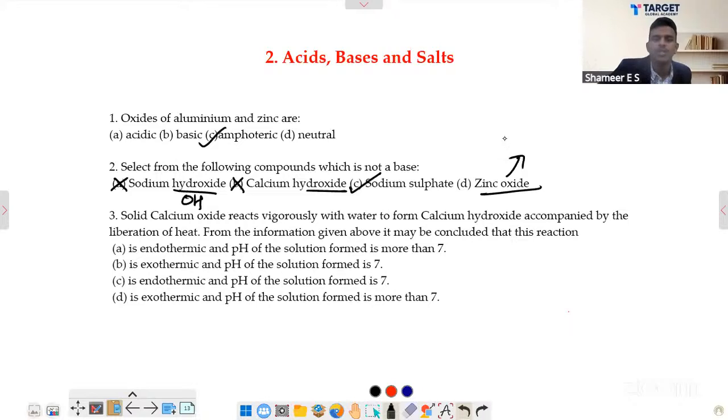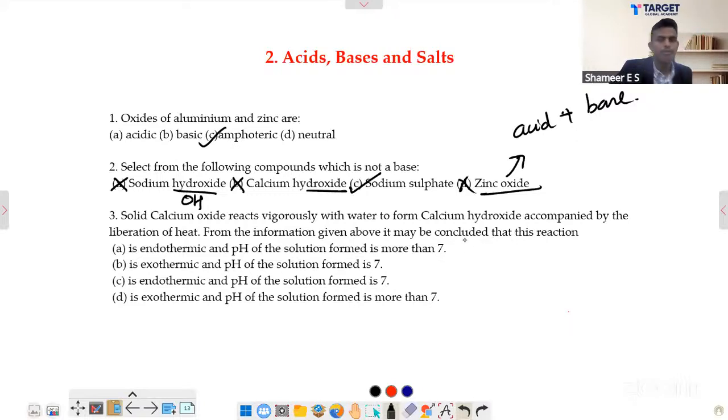Zinc oxide actually can act as acid as well as base. Okay, so C is the correct answer. Zinc oxide, you know, is an amphoteric oxide. It can act as acid and base. Calcium oxide reacts vigorously with water to form calcium hydroxide, accompanied by the liberation of heat.